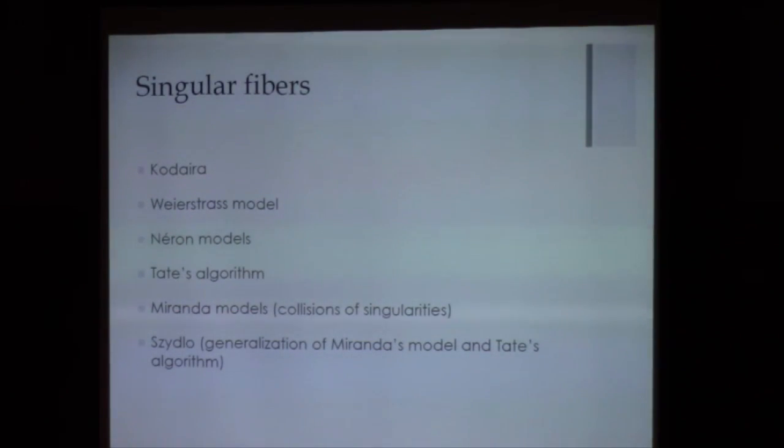Then you have singularities that happen in codimension 1. As we will see in the next slide, they're extremely beautiful singularities, but they can collide in codimension 2. When they collide, you have a collision of singularities that has been studied by Miranda for elliptic threefolds, and then generalized by Szydlo, who was a PhD student at Harvard working with Barry Mazur, and who now works on elliptic cryptography.